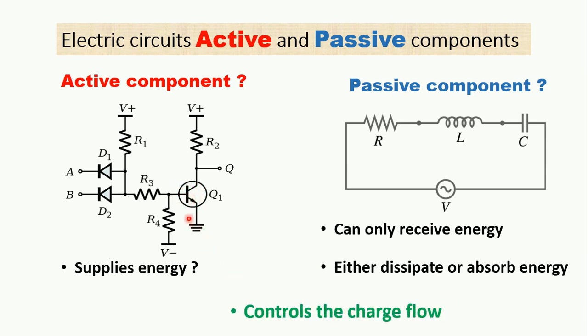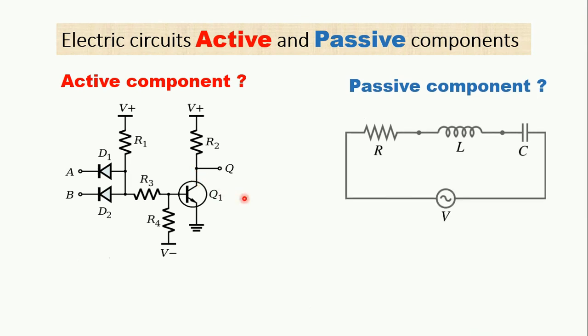We can see that it has done something, which is it has controlled the charge flow. The charge flow in any circuit is actually the current flow. And we have seen that the current entering this transistor has been amplified here. Similarly, the voltage here has been amplified. So what could this mean?